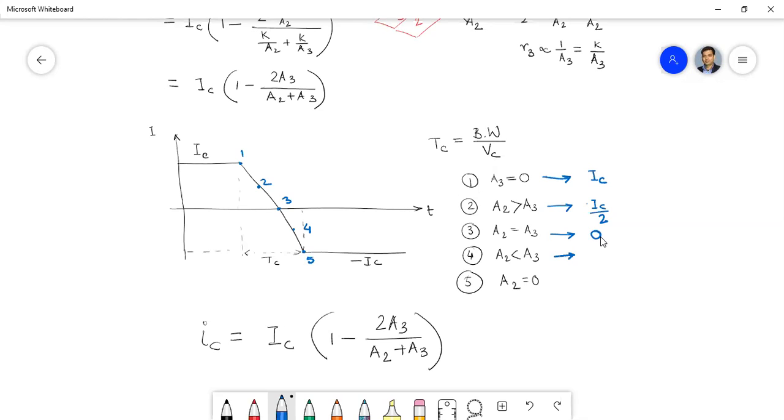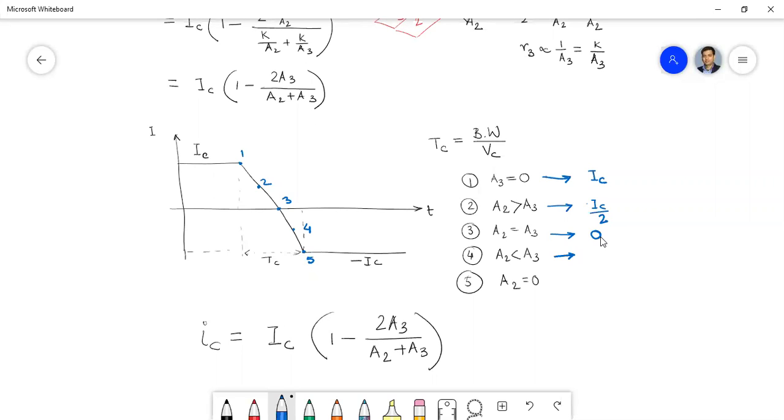Okay, now let us see what we get for instant 4, and we can make the same assumption for this, like the assumption we made for instant 2. That is, in instant 4, 75% of the brush area will be in contact with segment 3, and the rest, 25% of the brush area, will be in contact with commutator segment 2. So what will be the value of this coil current? Can you tell me that?